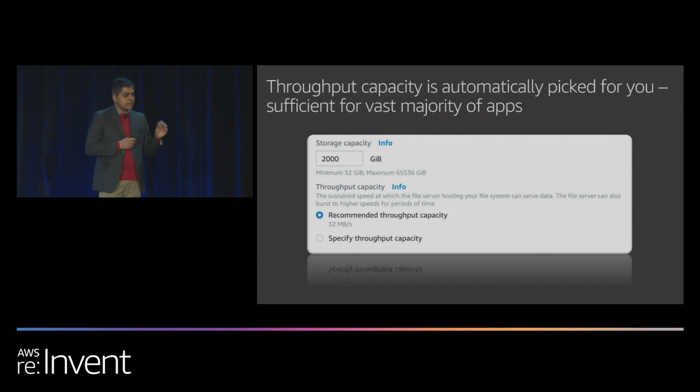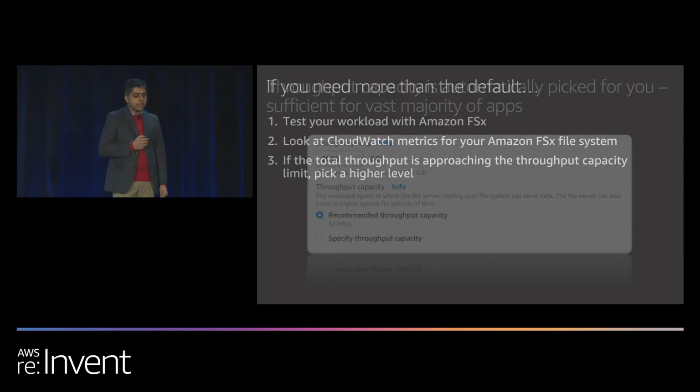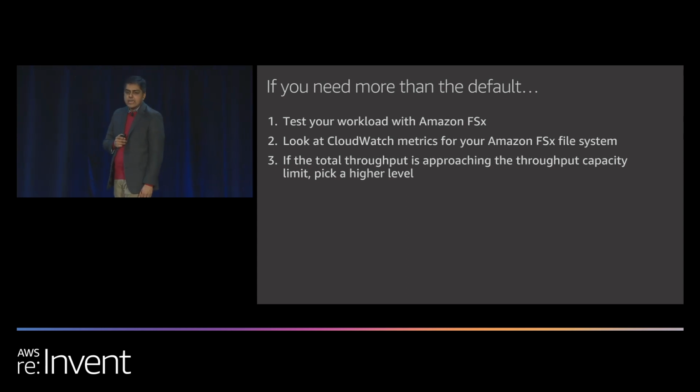So when you're creating a file system, as soon as you specify the storage capacity, we automatically pick what is called the recommended throughput capacity, as shown in this screenshot. If you don't have any specific application needs that you are concerned about, we recommend that you go with this recommended level for most workloads. And in only the few cases where you have specific needs for your applications that may be higher than this default, or maybe sometimes even lower, we recommend that you test your workload with FSx. You look at CloudWatch metrics that we provide for your file system in terms of how much throughput you're driving and how much you're able to drive and so on. And if the total throughput is approaching the throughput capacity limit, then we recommend that you pick a higher level. So it's as simple as that.